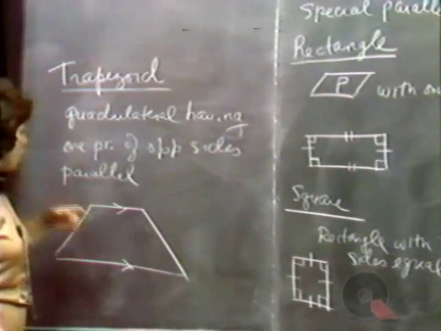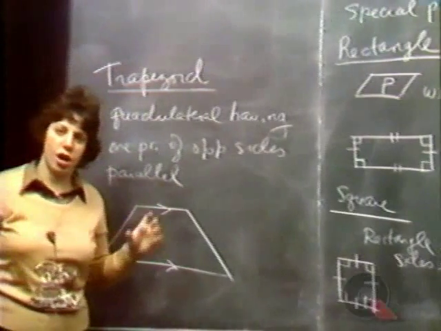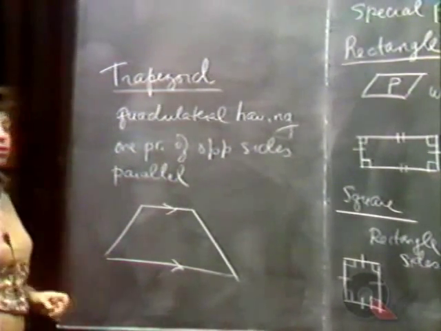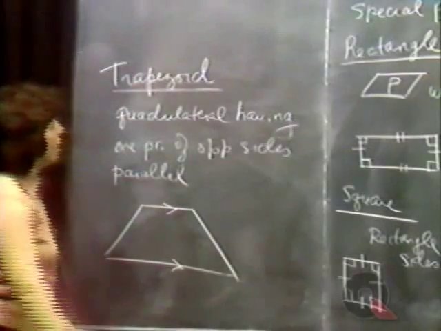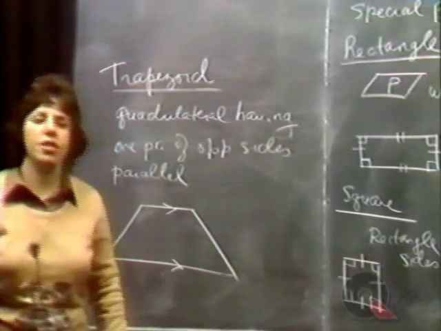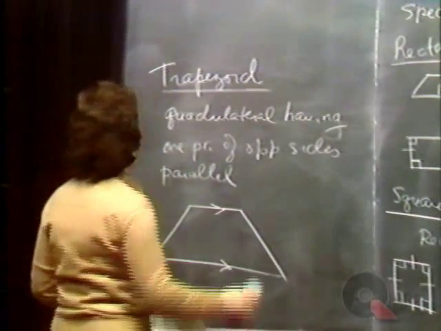Okay, but if you have both pairs of opposite sides parallel, we'll call it a parallelogram. One pair, we will call it a trapezoid. Always trying to use the most descriptive term that we can. Now that we have all these names, we'd like to discuss how to find the area and perimeters of these figures. So let's do that right now.